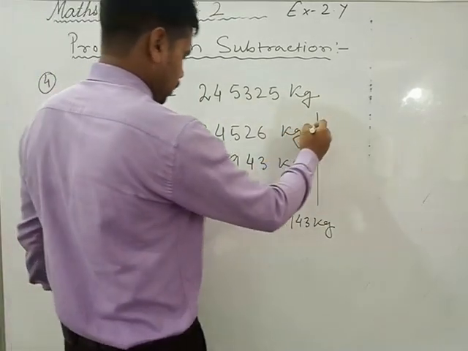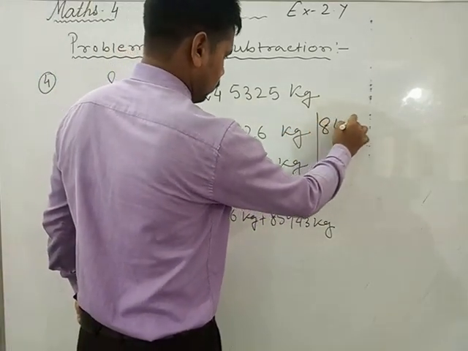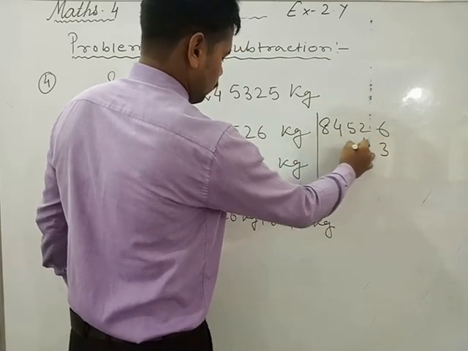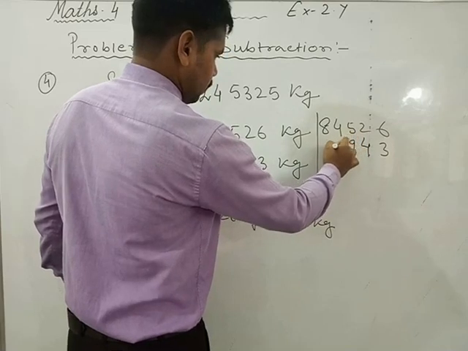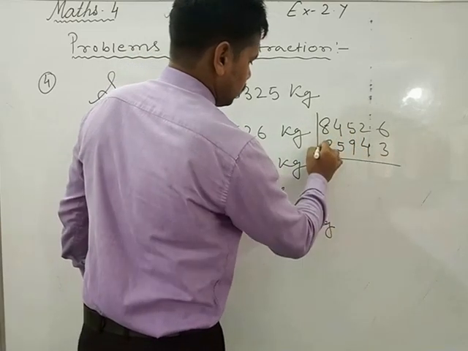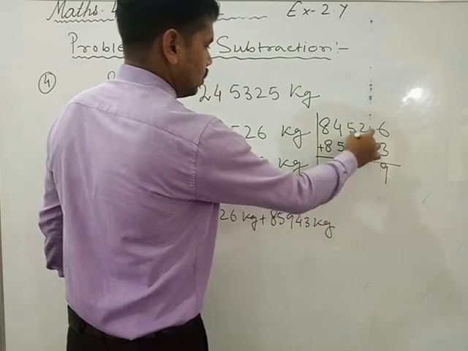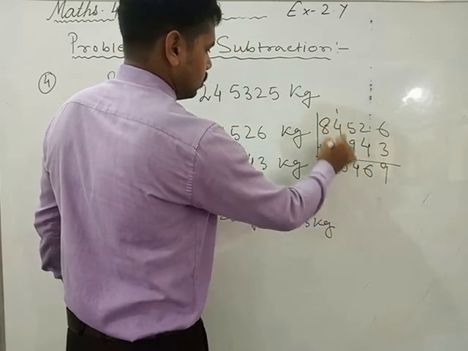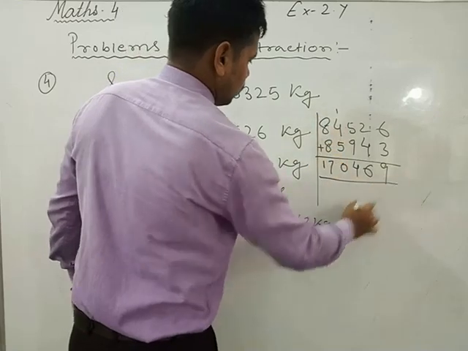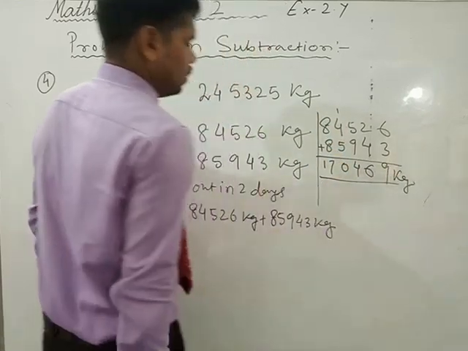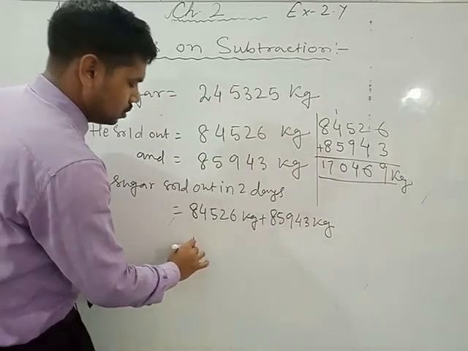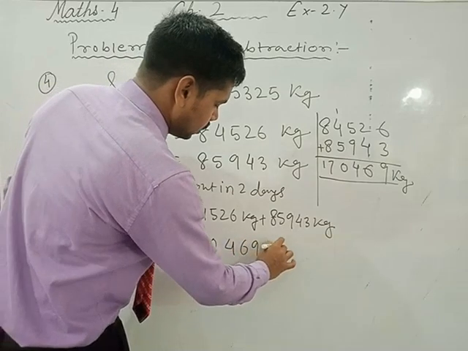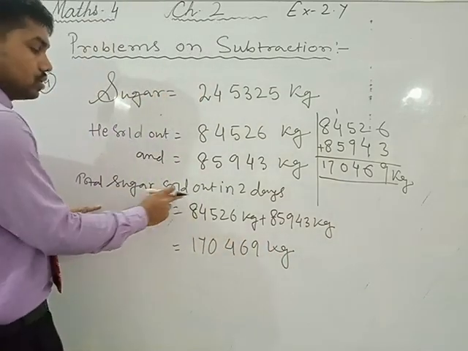Okay, so 84526 and 85943. So we'll add 9, 6, 14, 1 carry 10, 0, 17. So this much of kilogram. So 170,469 kilogram. This is the total sugar sold out.